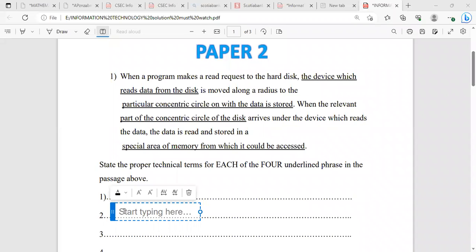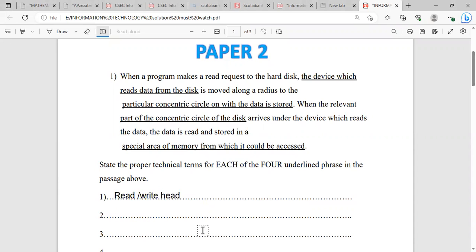All right. So that's that. So it's read-write head. Next, we have the particular concentric circle on which the data is stored. And that would be the, think about it, you're saying it both ways, track. Yes, so that's the track.